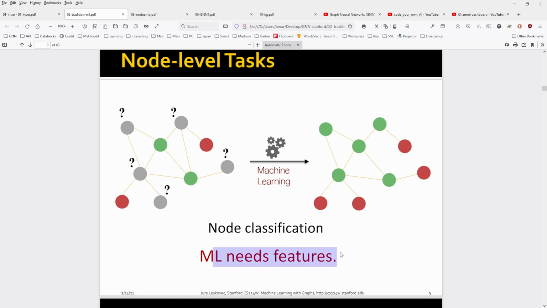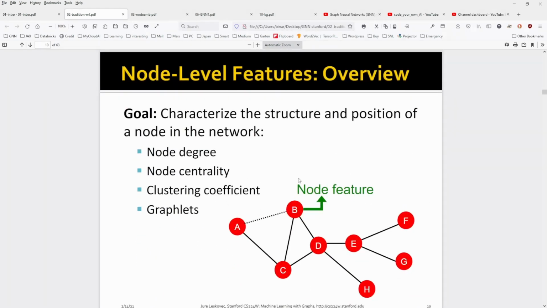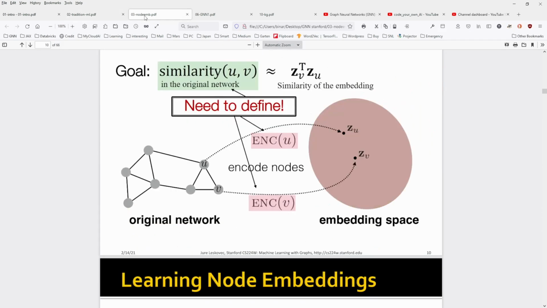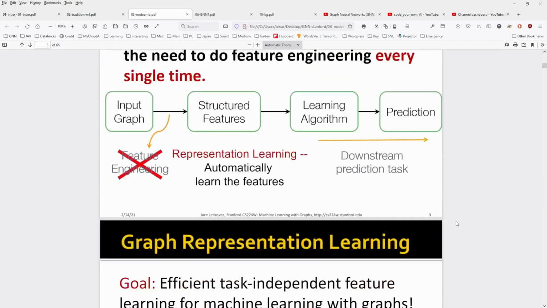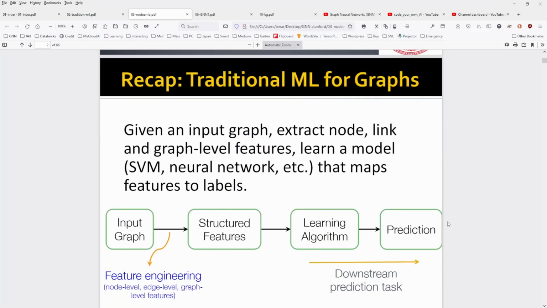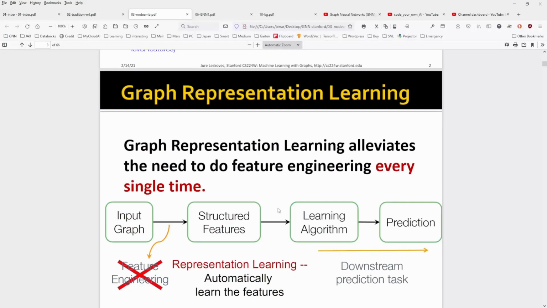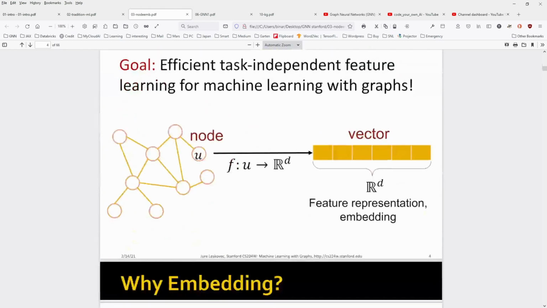And of course, we need features. Features are familiar from classical graph theory, like node degree, node centrality, and all the other 38 features that you have in classical graph theory. But what we are interested in is traditional machine learning for graphs. Here we go. What we are interested in is that we cross out the feature engineering that we have, and we want to have some representation learning for our graph neural networks. This means that the system automatically learns the features.